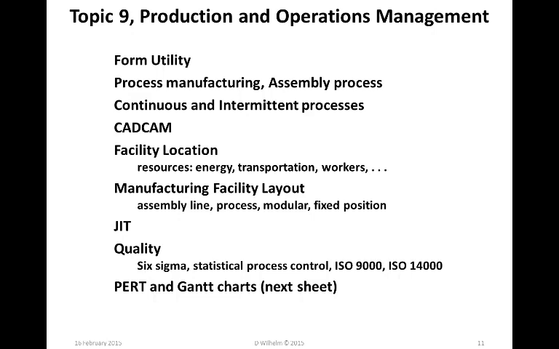Facility location depends on the resources, energy, transportation, workers. What's important depends very much on the type of facility, whether it's manufacturing, retail, service. Manufacturing facility layouts can be an assembly line, or a process layout where similar workers are grouped together, such as the welders in one area, the painters in another.